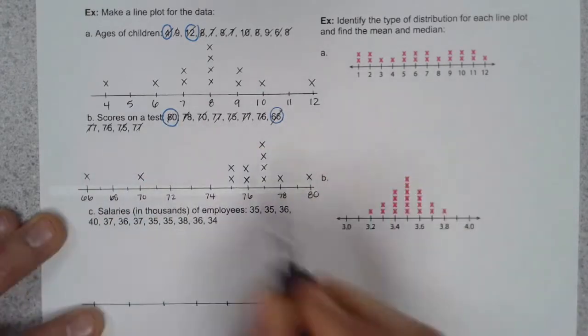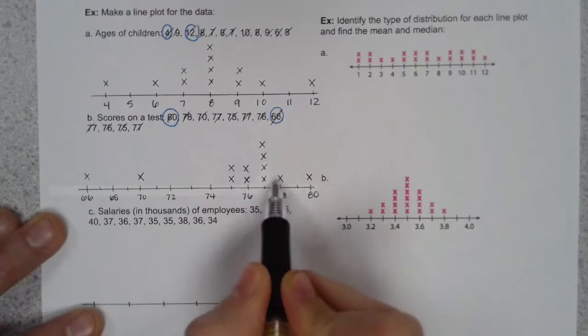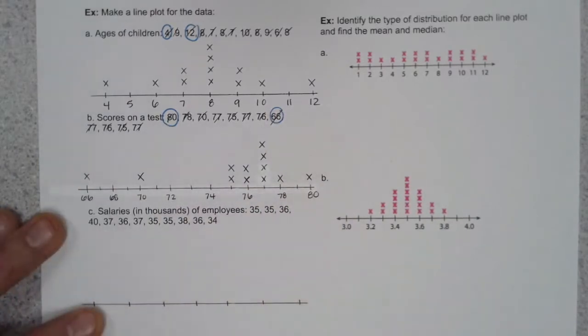A really nice idea when you're all done is you can go back and count the number of X's and then count the number of numbers in your list to make sure that you didn't miss any.